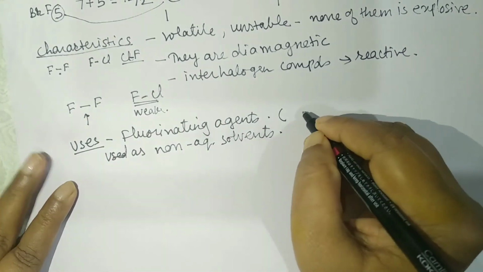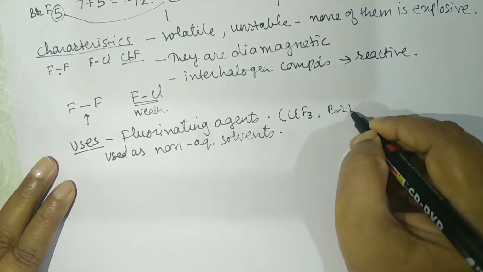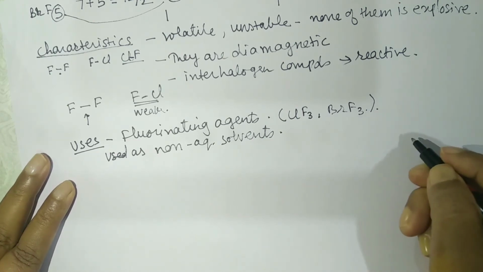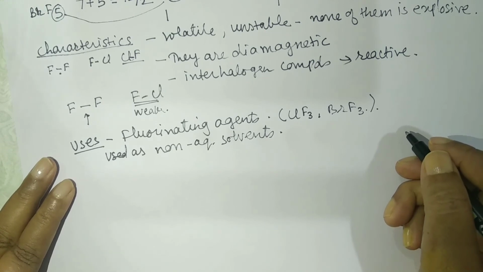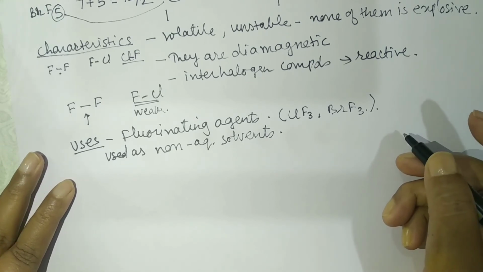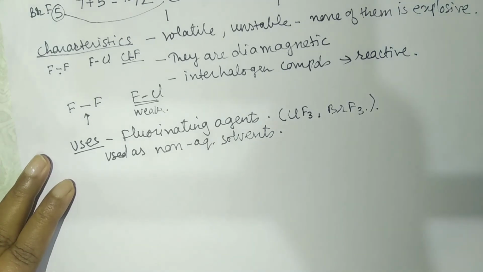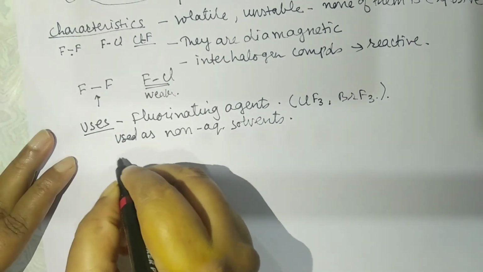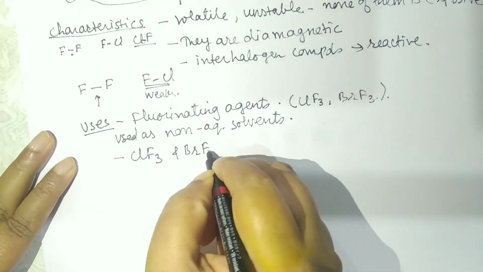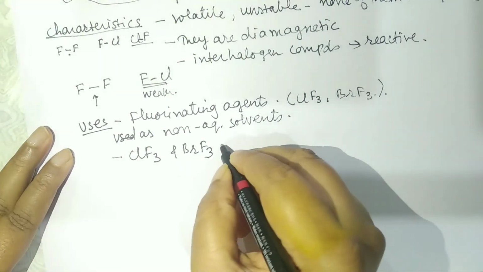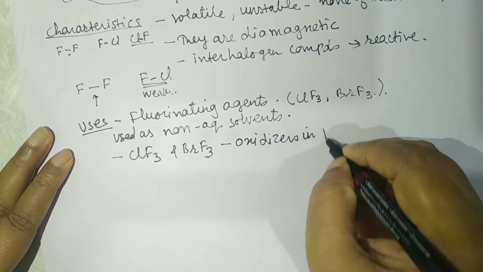Here usually we use the compounds of fluorine like ClF3, BrF3. They are usually used even for making gaseous uranium hexafluoride, which is used in enriching the uranium fuel. There also this is used. So other than this, ClF3 and BrF3 are used as oxidizers in propellants.